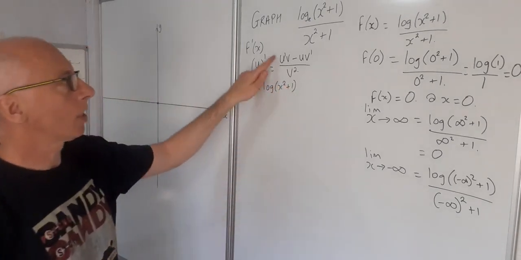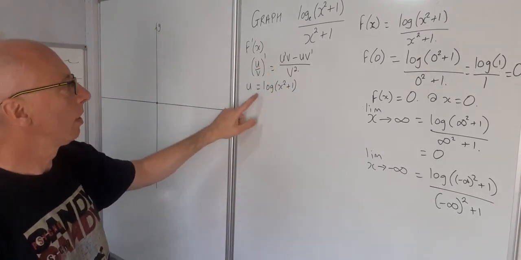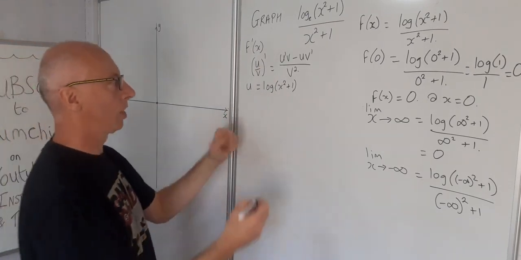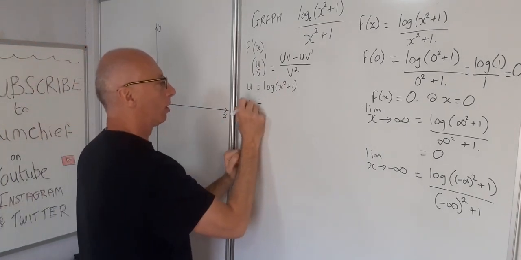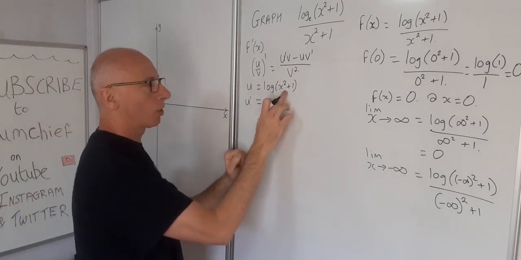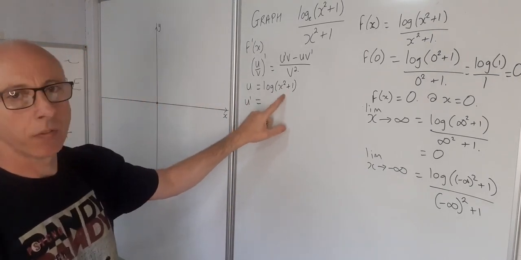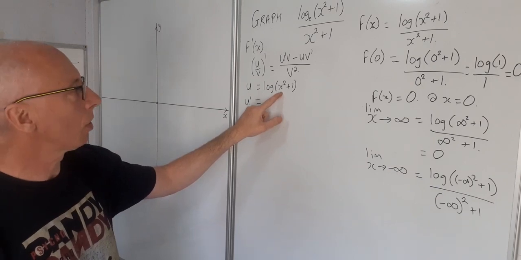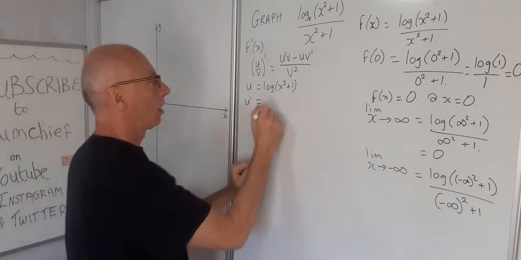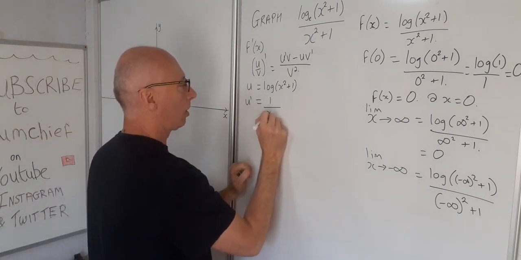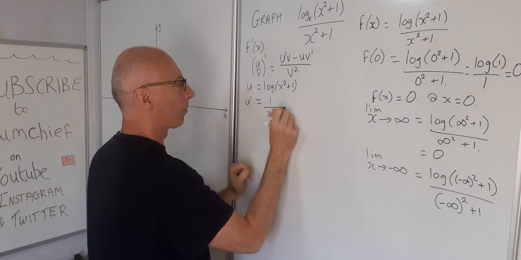And from here we can see we're going to need the derivative. So let's take the derivative of this, and we're going to need the chain rule, because we've got a log and a function inside the log. So the derivative of the log is always the reciprocal of the input of the log. So we've got 1 over x squared plus 1.